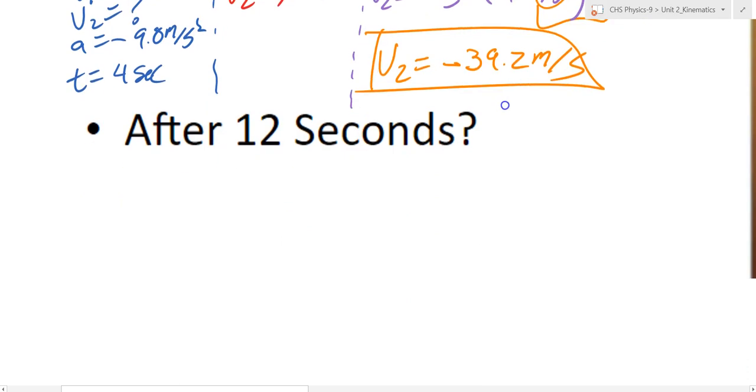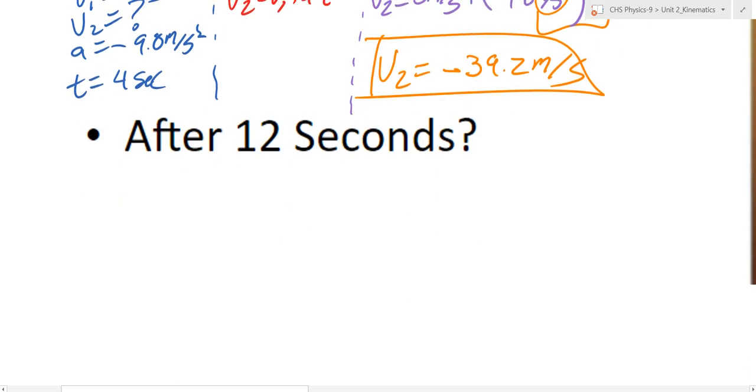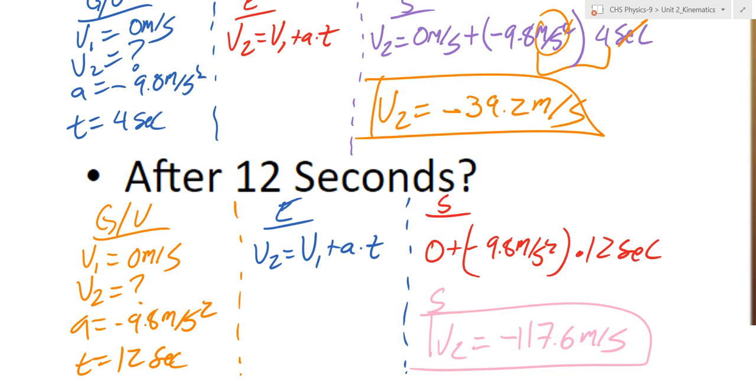I want you to pause the video and try doing this one on your own now. I'm going to show you the answer in just a moment. Here's what we end up with. Givens are very similar. The main thing that's different is the 12 seconds. The equation's the same. Then we just substitute in our negative 9.8 times 12 this time. And we end up with still a negative, but it's moving much faster now at negative 117.6 meters per second. So that's our last S in GUESS, the solve step.